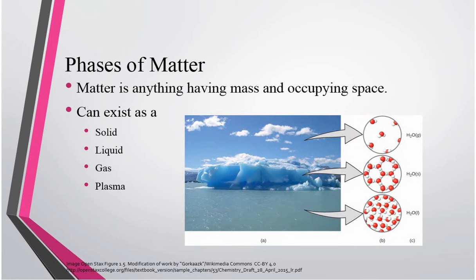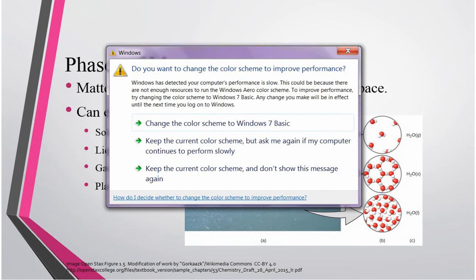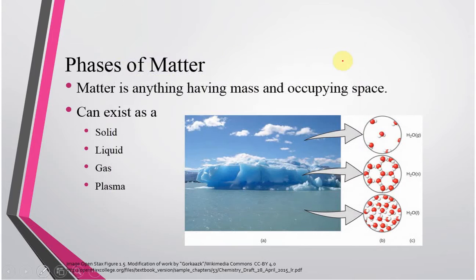Now there is a fourth phase of matter, and for the most part this semester we're not going to be dealing with plasma, but it does exist. Plasma is this phase of matter where you have really densely packed, usually high temperature, usually charged gas molecules. And it ends up having properties of both a liquid and a gas. You see plasma in the center of stars, in light up signs and so on. And so plasma is kind of a combination of liquid and gas.